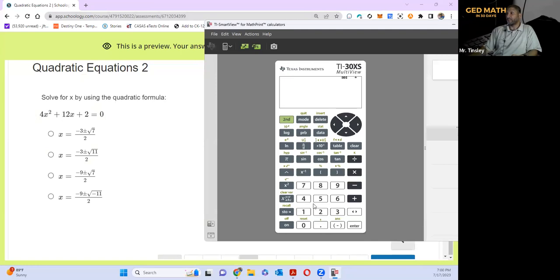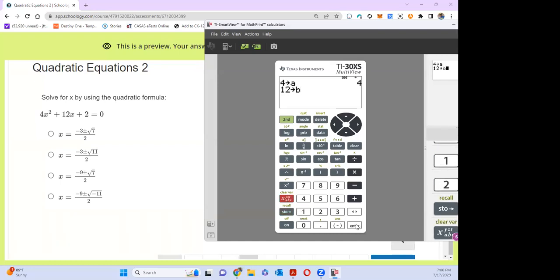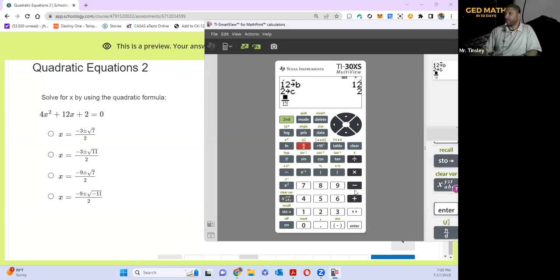Right? 4 store A. 12 store B. And 2 store to C. Yep. And minus B, this comes from your formula sheet, plus or minus B squared.